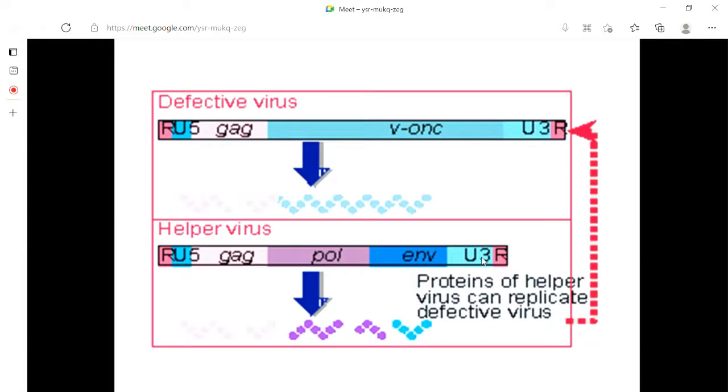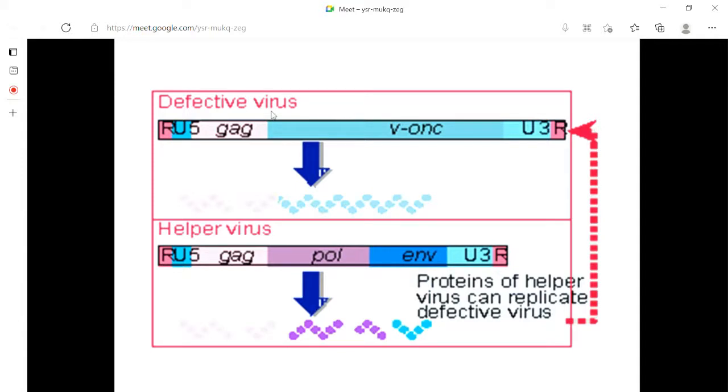This is a normal retrovirus, meaning a replication competent retrovirus, which has the GAG, POL, and ENV in proper order. They can synthesize their own proteins and new virus particles can form. However, this is an oncogenic retrovirus, or rapidly transforming retrovirus, where the v-onc gene they carry is located within this region. As a result, this is defective.